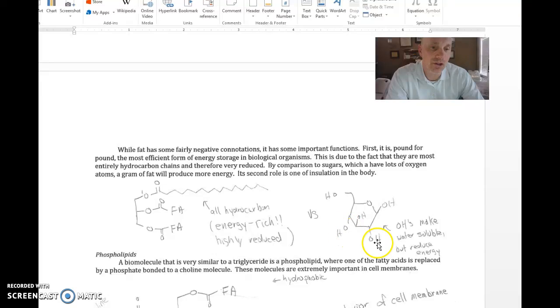But if you take a look at the structure, you'll notice that there are a lot of oxygens on this. So pound for pound, if your body had to burn a pound of sugar or a pound of fat, you would get more energy from burning the fat, just because the types of atoms that it has in it would give off more energy when they get oxidized, right?